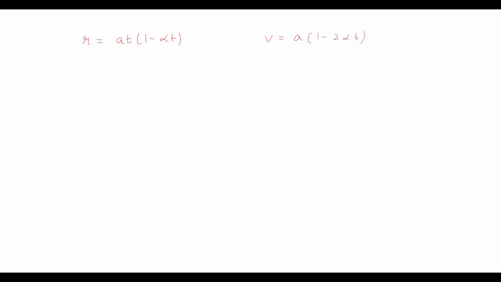So if we look at the equation of velocity, we can say that the velocity becomes 0 at a certain time, and we calculate it as a minus 2a alpha t equals 0. So from here I can write a equals 2a alpha t, or we get t equals 1 by 2 alpha. So at time t equals 1 by 2 alpha, the velocity becomes 0.